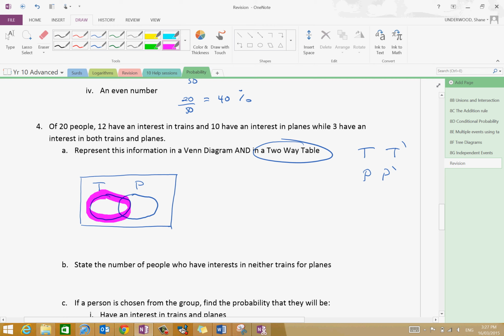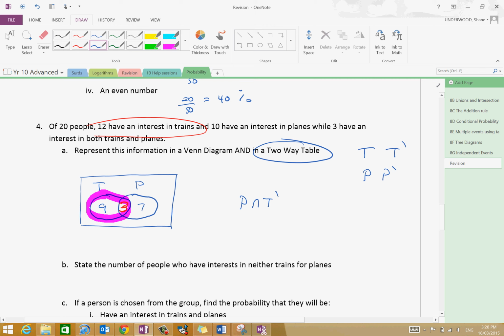10 have an interest in planes, while 3 have an interest in both trains and planes. So therefore, this is going to be equal to 3. And if 12 have an interest in trains, then that means that T not P is equal to 9. And then 10 in planes, which means that P not T, if you like, we can say that P intersection not T is equal to 7.